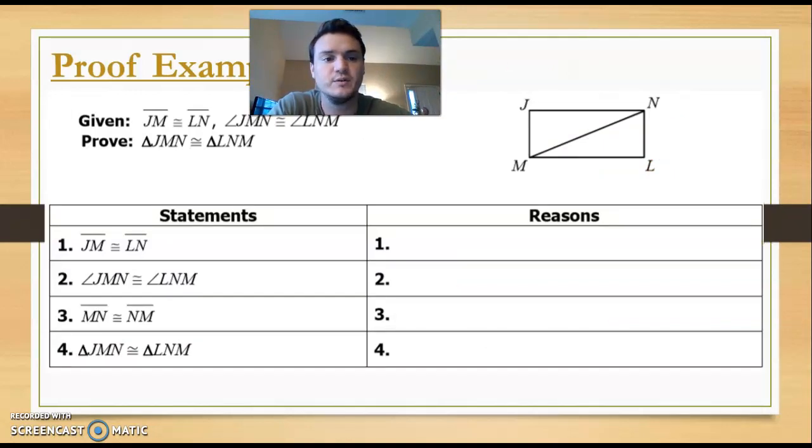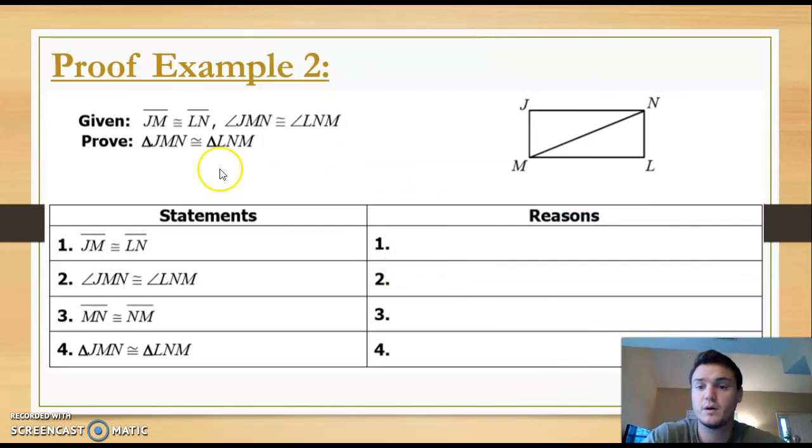So example 2 says, given information right here, we're trying to prove that JMN, this triangle on top, is congruent to this triangle LNM in the bottom. So it starts off with your given information. Again, most proofs just start off by copying down your given information. So JM is congruent to LN, that's given. So our reasoning is given, and then you can mark the congruence. So these two sides are congruent. JM is congruent to LN.